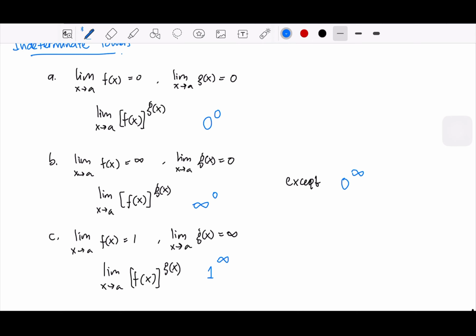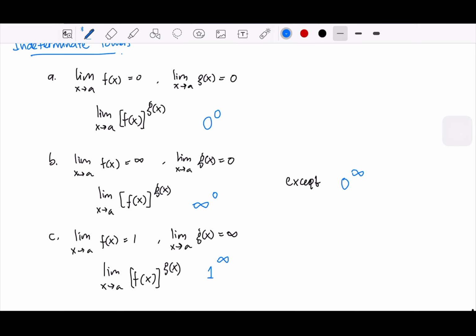Okay, if I have time, I will explain. Okay, so there are three cases: 0 with power 0, infinite with power 0, and 1 with power infinite. Maybe you will be asking why this is also considered as indeterminate forms. I think after this page I will explain some questions related to this.